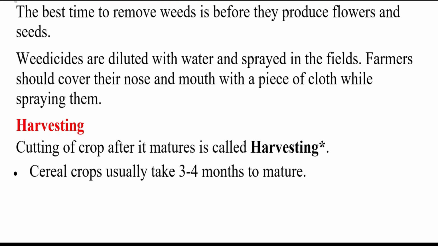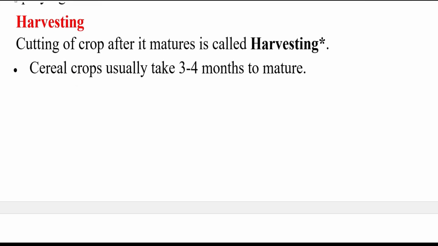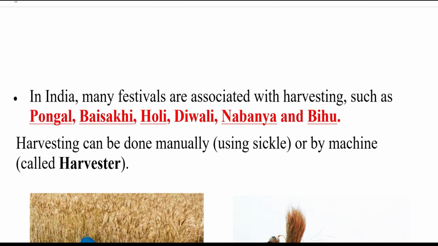And the next process is harvesting. So cutting of crop after it matures is called harvesting. The cereal crops usually take 3 to 4 months to mature. In India, many festivals are associated with harvesting, such as Pongal, Baisakhi, Holi, Diwali, Nabanya, and Bihu. Harvesting can be done manually using a sickle or by a machine called a harvester.